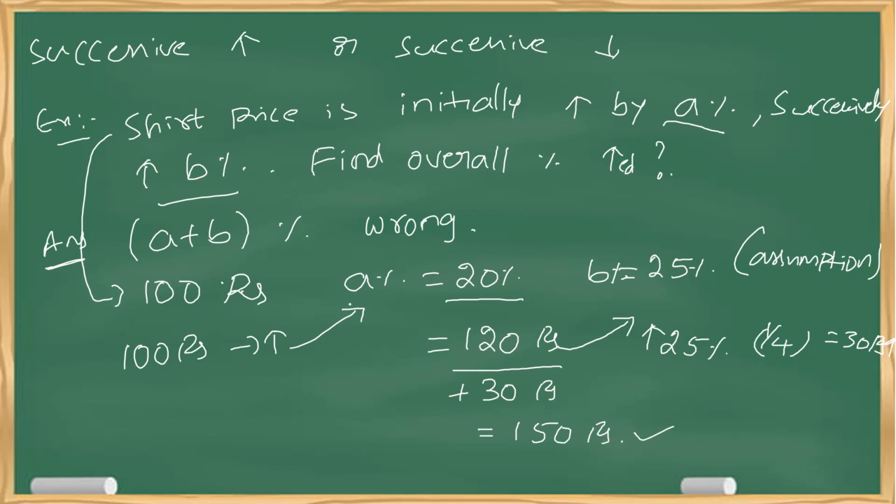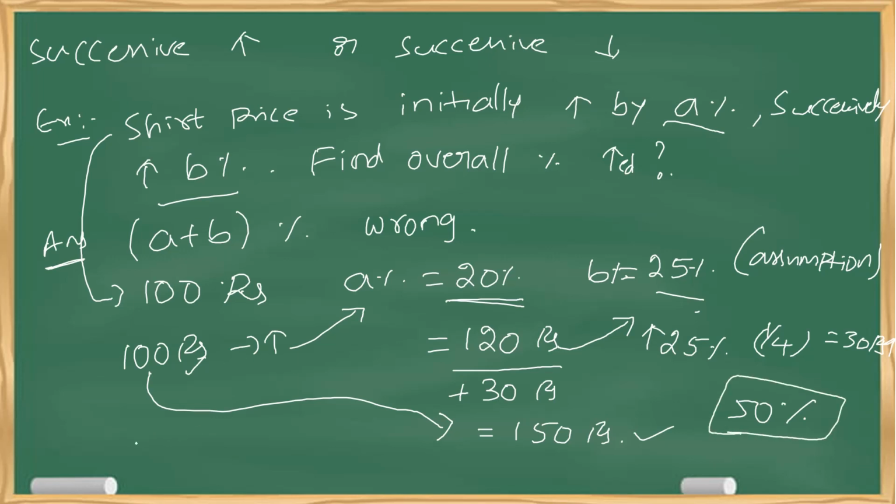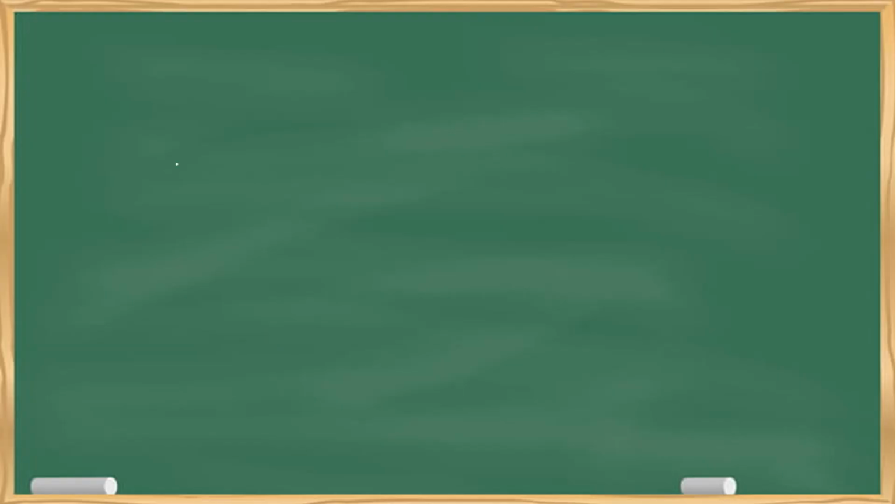So what is the overall increase? It's not 20 plus 25, that is 45. It's not right. It is from 100 to 150, how much rupees is increased? 50. And when you are comparing any value with 100 rupees already, it becomes a percentage. So 50% is the overall increase. But in our mind, what was running? 20 plus 25 is the overall percentage increased. But that's not the answer. It is 50%. How? And how and why? That is the two important questions you have.